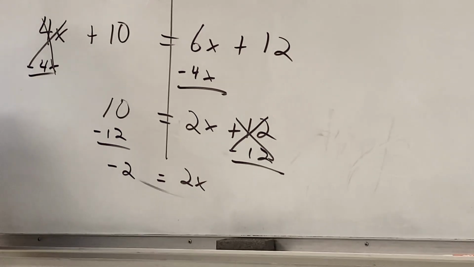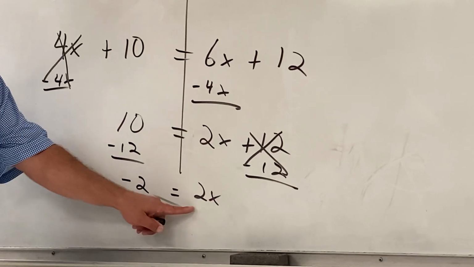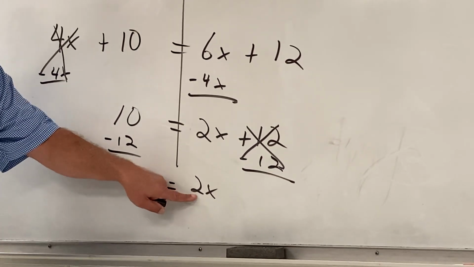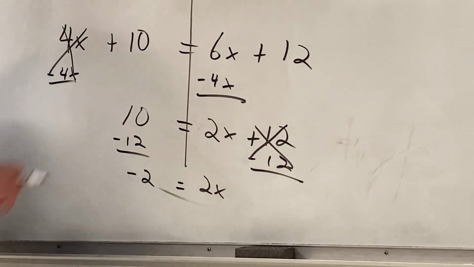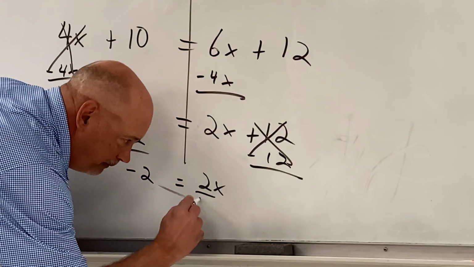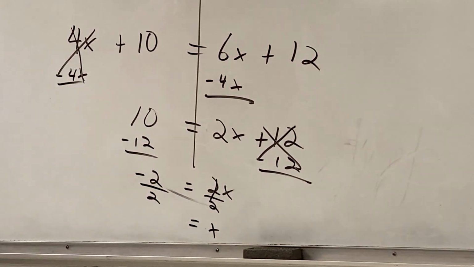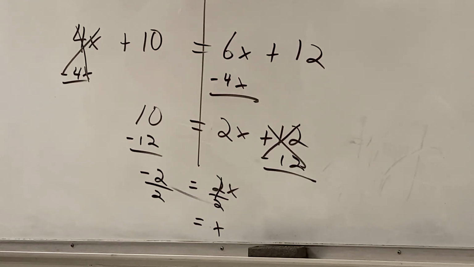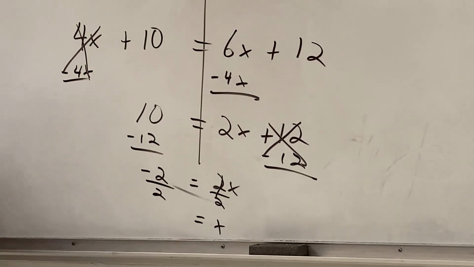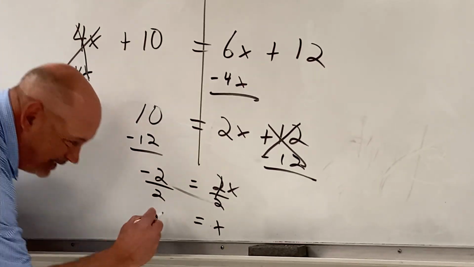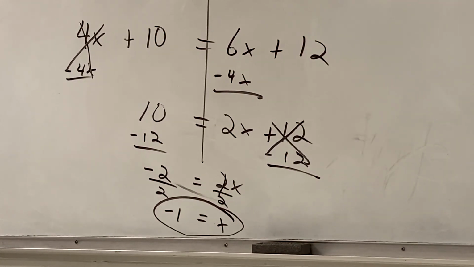No, we don't ever get rid of the x. What is over here with my x? What number is with the x? 2. You need to get rid of that 2. Yeah, divide by 2. And once we divide by 2, tell me what number x must equal. Negative 1. Negative 2 divided by 2 is negative 1. So in this problem, x would equal negative 1. Questions?